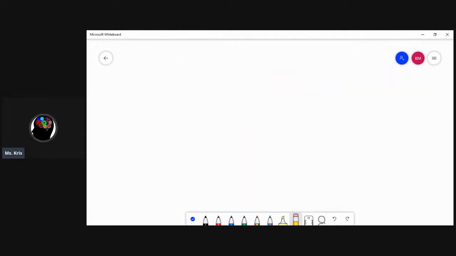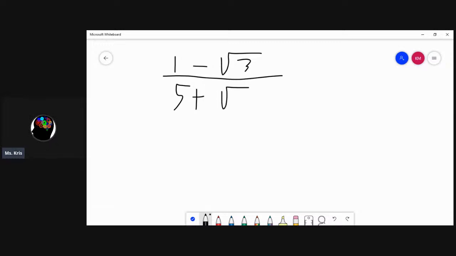Now, there's another thing you must do, because of course, remember, radicals cannot be in the denominator. So what if you have 1 minus the square root of 3 over 5 plus the square root of 3? Well, you could multiply everything by the square root of 3, but the problem is there's a 5 being added to that square root of 3.